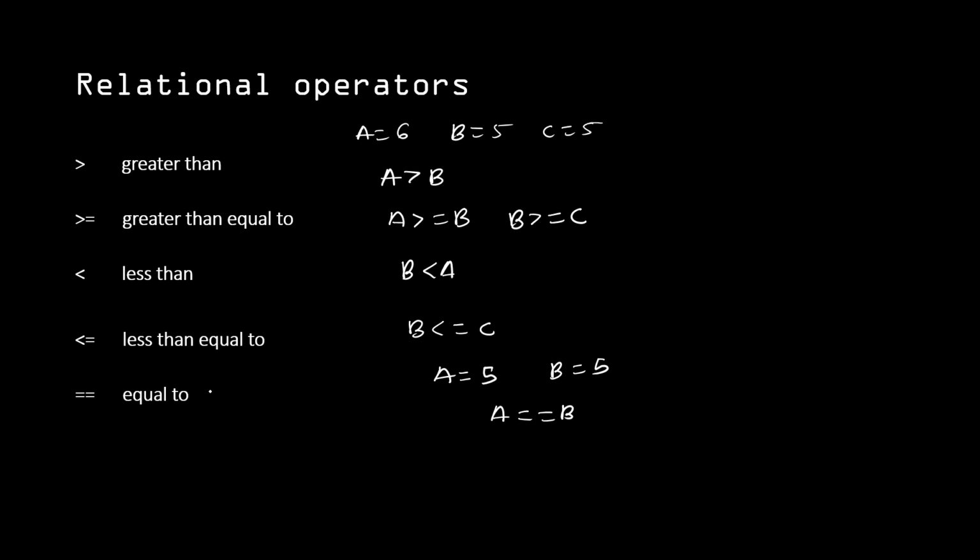So this is how the equal to operator works, and there is a difference between the assignment operator and the equal to operator. To check whether a condition is equal, we are going to use this operator, and to assign a value to any variable, I am going to use this operator.